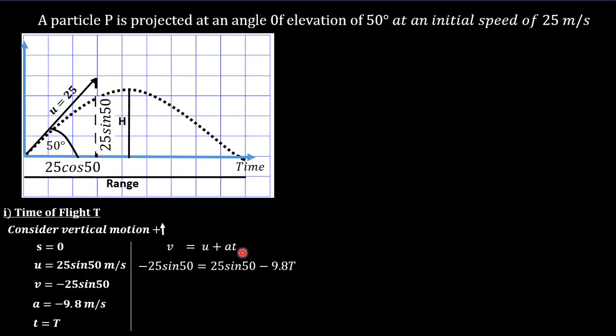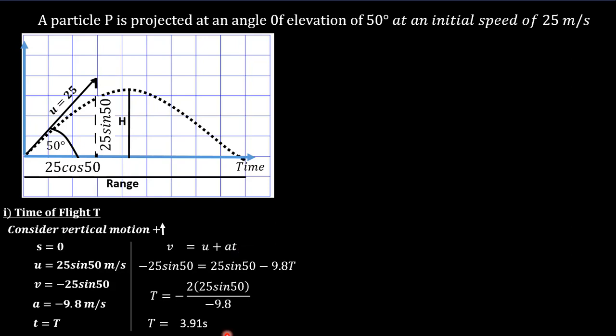So let us substitute the values. v is minus 25 sine 50, equals u, which is 25 sine 50, plus a, which is minus 9.8, times t. Now if we calculate t, it is going to be 3.91 seconds.